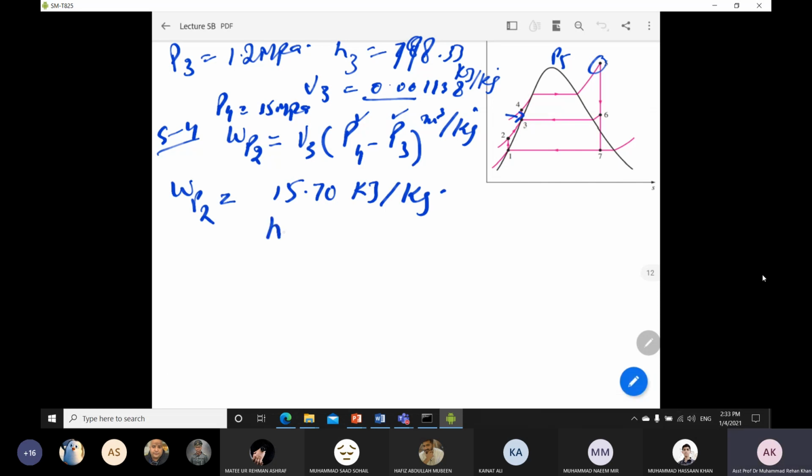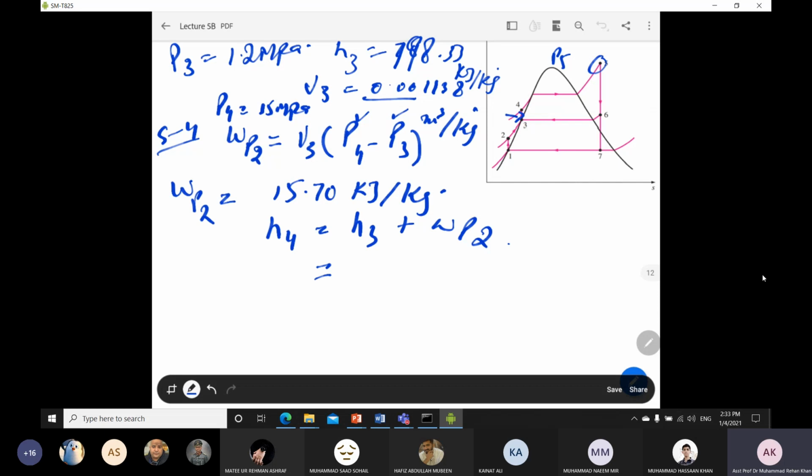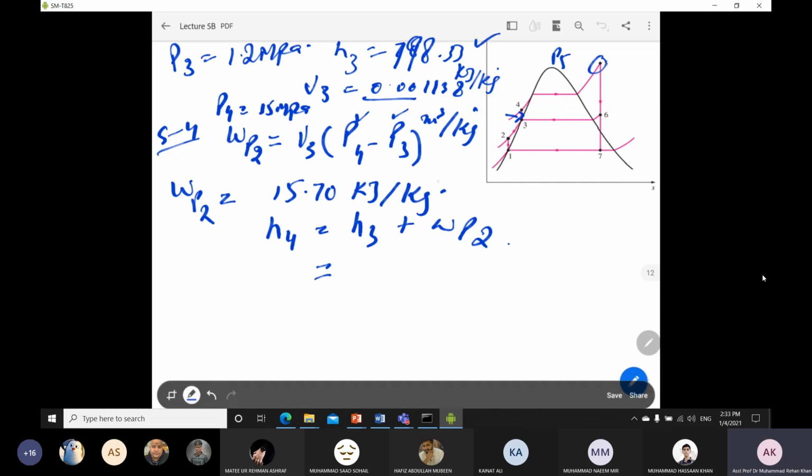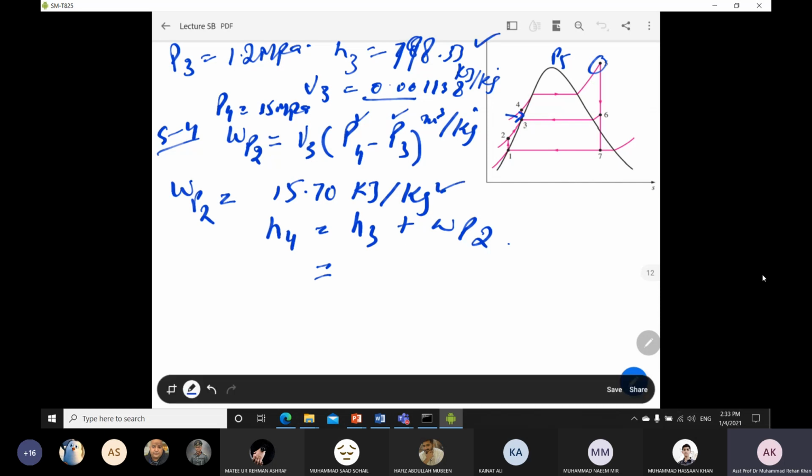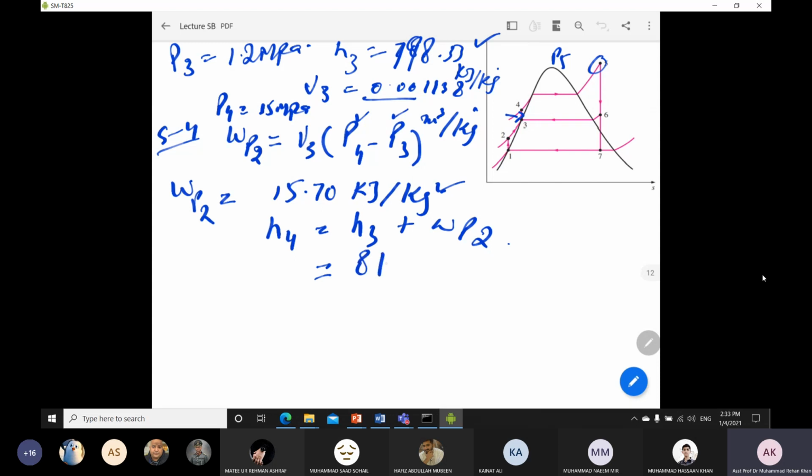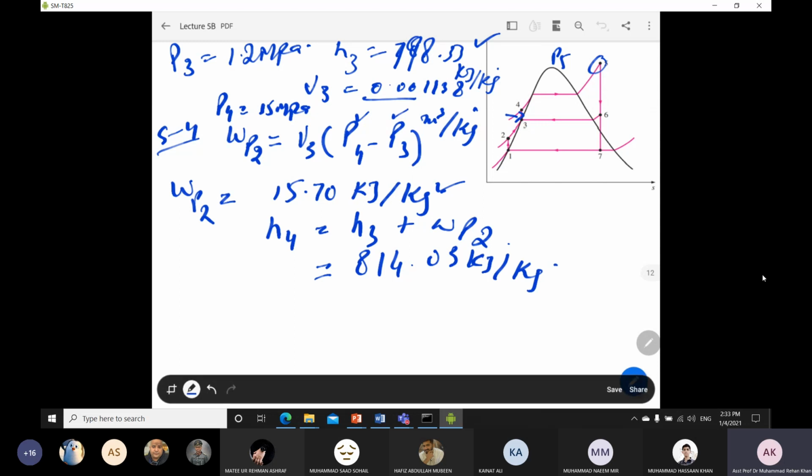Okay, so a similar procedure for your H4 also. H4 is H3 plus W pump 2. H3 we already found, 798.33, which is from here. W pump 2 is from there, and you just have to add these two values and you will get 814.03 kilojoule per kg. So that is state 4, and after this we have to move to state 5.